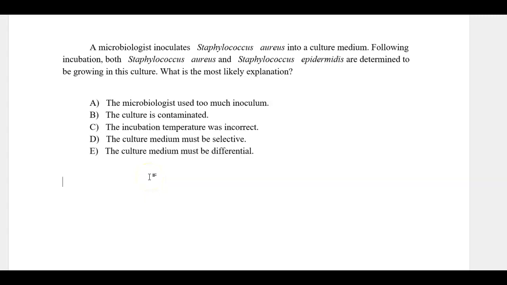So if you inoculate, and I will tell you the answer to this one, if you inoculate a plate with 1 organism, Staph aureus, and then after incubation, 2 organisms grow, what's the most likely explanation? The only explanation is the culture was contaminated. You only put 1 on there on purpose, but 2 grew. So I could also ask this question the other way around and say, hey, you put these 2 organisms on the plate, but then only 1 of them grew. What's that? Obviously that means that the media would be selective. So that's just one example of a bunch of different ways I could ask a question like that.